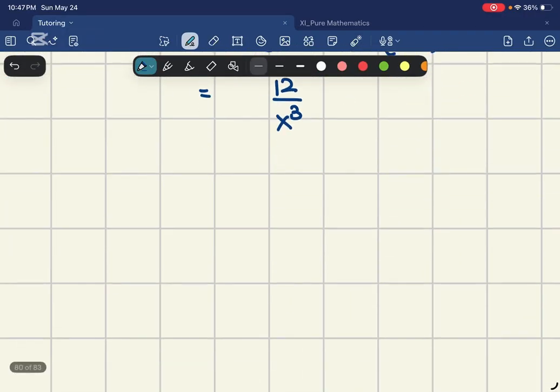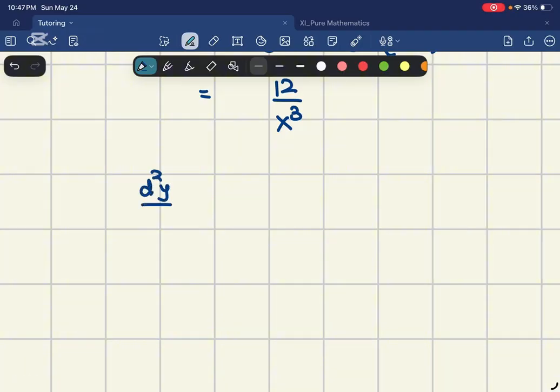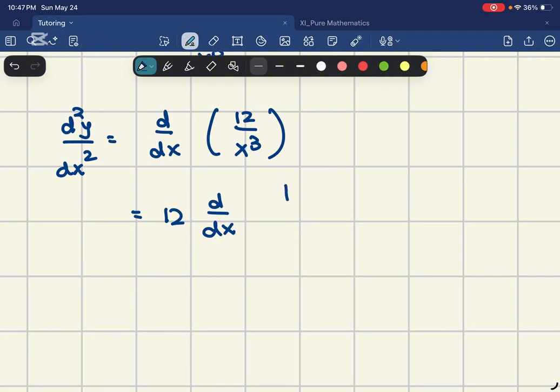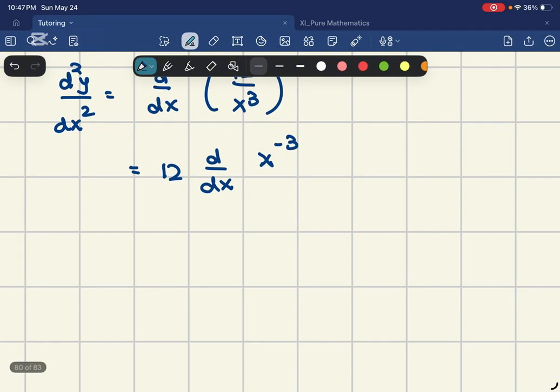Now we need to differentiate this again. So you get d squared y by dx squared. You want to differentiate 12 over x cubed, right? And so we bring this 12 outside the d by dx operator. And we can write 1 over x to the power 3 as x to the power minus 3. So this is going to give us 36 x to the power minus 4, right?